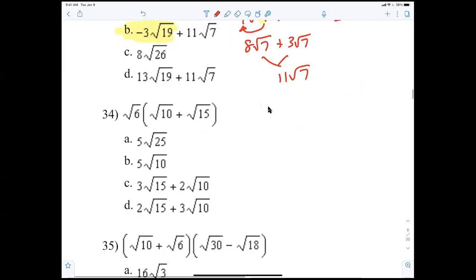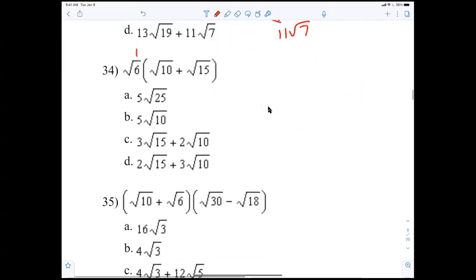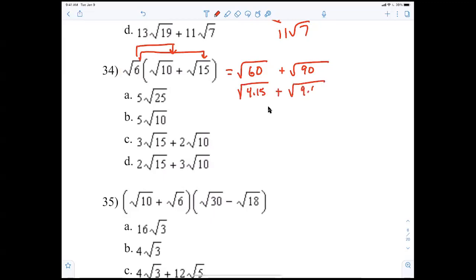All right, here we go with 34 now. Square root of 6 times the square root of 10 is square root of 60. Square root of 6 times square root of 15 is square root of, I think it's 90. Oh, yeah. Okay, now you break those down. 60 is 4 times 15. And 90 is 9 times 10. Right. 2 radical 15 plus 3 radical 10.